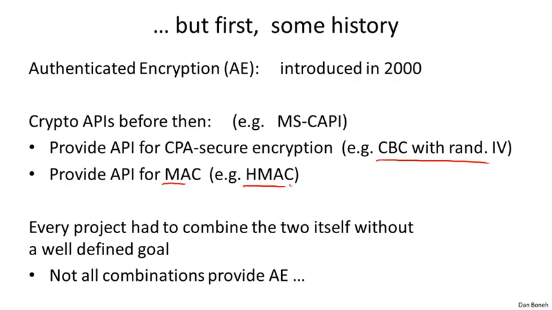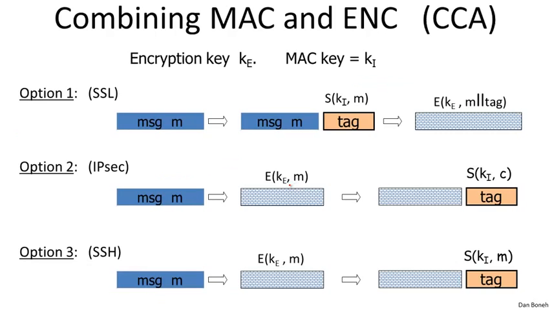So let's look at some combinations of CPA secure encryption and MAC that were introduced by different projects. Here are three examples. First of all, in all three examples, there's a separate key for encryption and a separate key for MACing. These two keys are independent of one another and both are generated at session setup time. We're going to see how to generate these two keys later on in the course. The first example is the SSL protocol. The way SSL combines encryption and MAC in the hope of achieving authenticated encryption is the following.